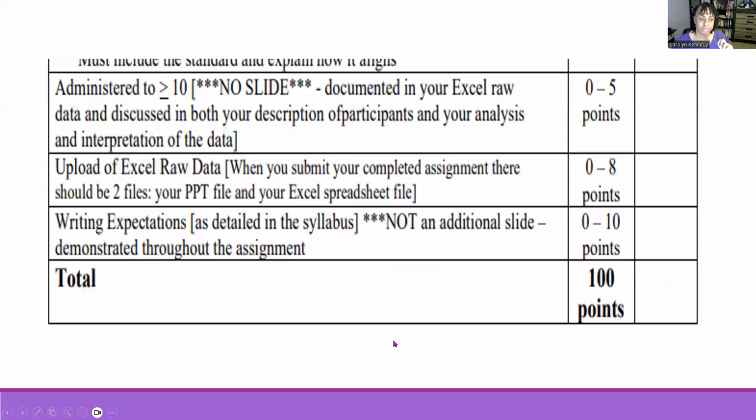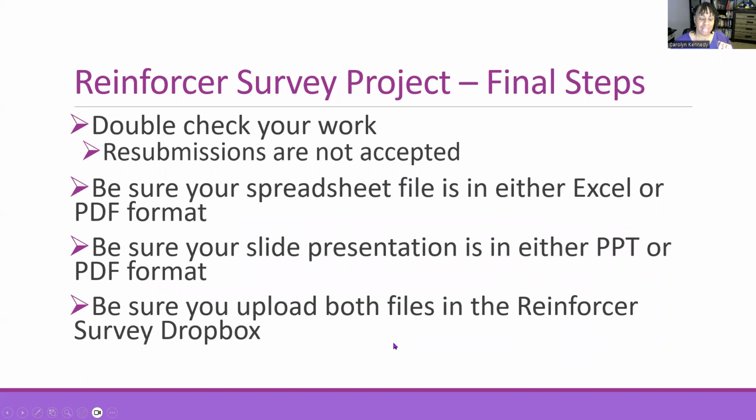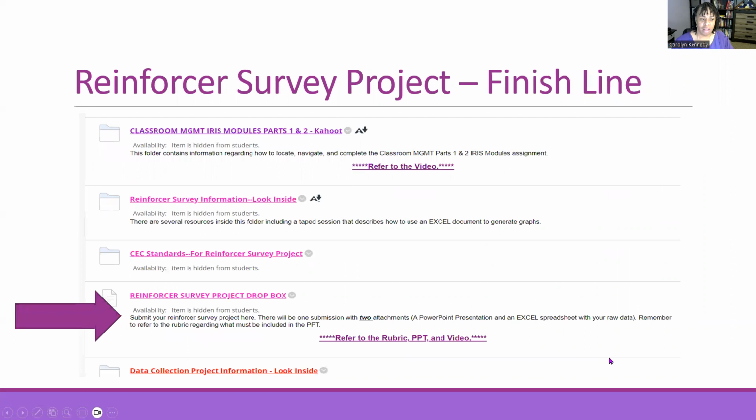All right. So final steps. Double check your work, please. Triple check your work, please. Resubmissions, like I said, there shouldn't be a need, right? So be sure your spreadsheet file is in either Excel or PDF format, as well as your slide presentation being in either PowerPoint or PDF. And be sure to upload both files in the Reinforcer Survey Dropbox for that one submission.